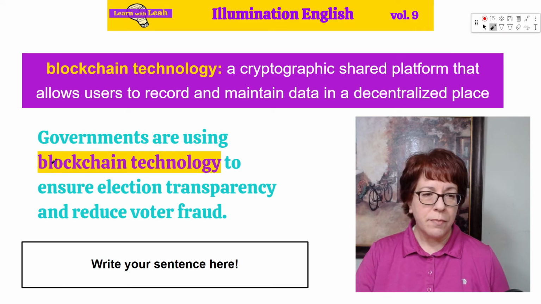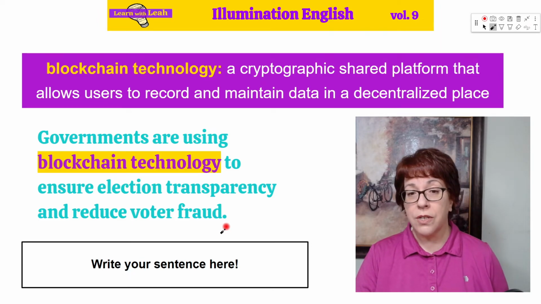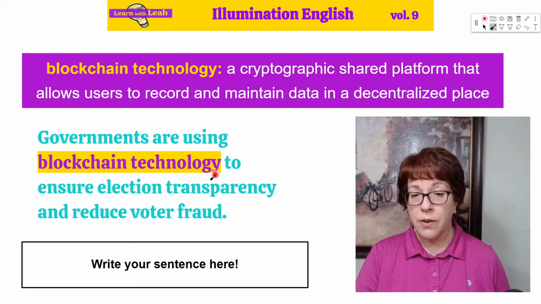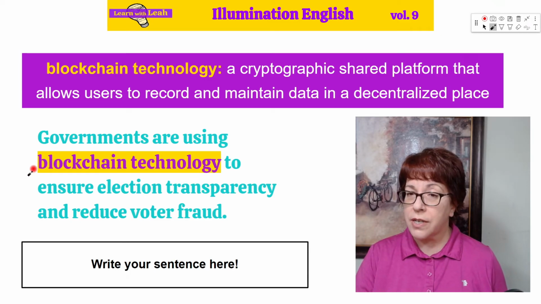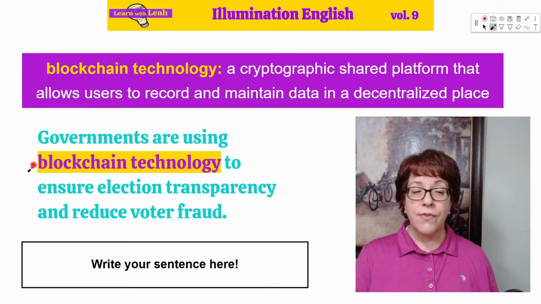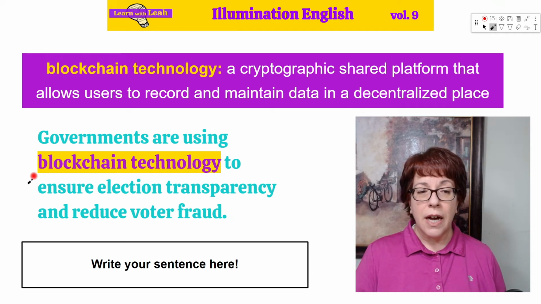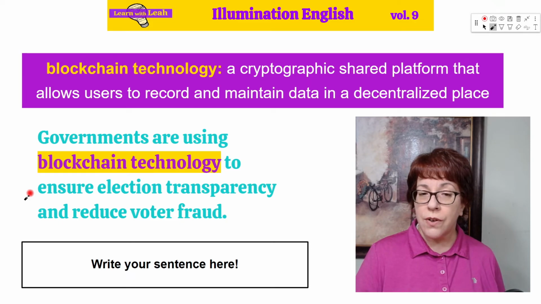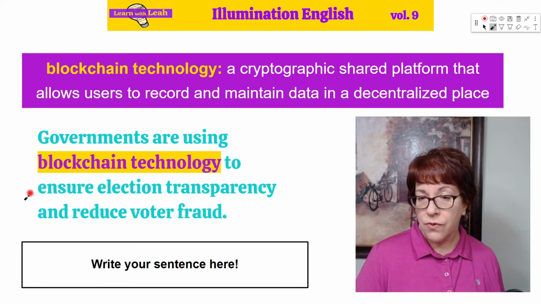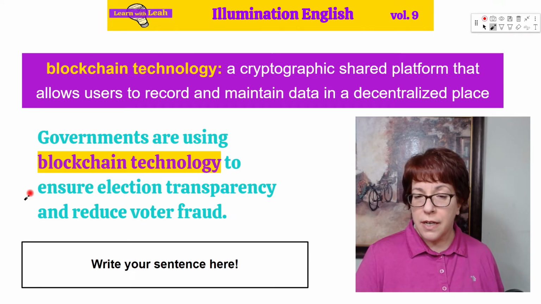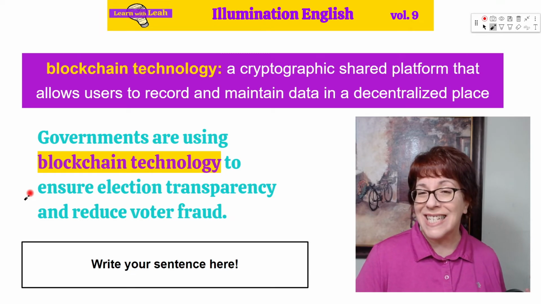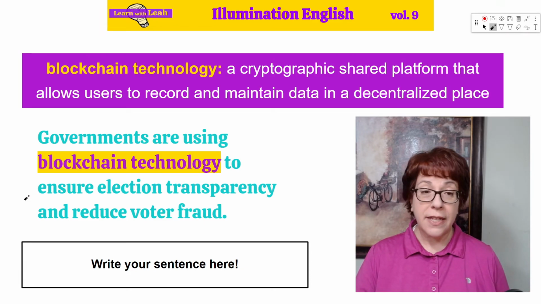Here we have governments are using blockchain technology to ensure election transparency and reduce voter fraud. This is an interesting usage. I got this by just looking around on the internet to find different usages of this blockchain technology. So it's not only used in the area of cryptocurrency. This kind of technology can be used for other purposes, for elections, for instance, to prevent voter fraud, to ensure the integrity of elections. So that's a good usage.